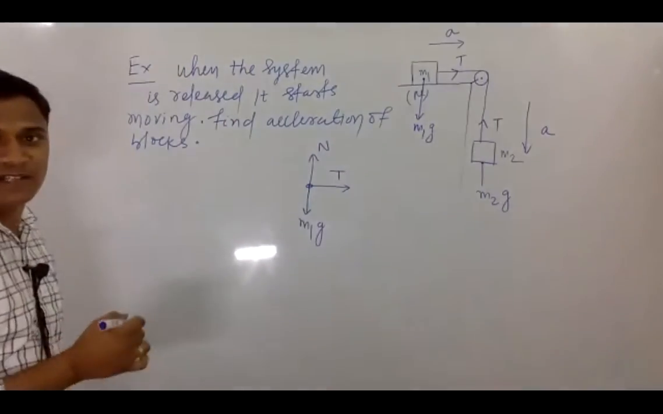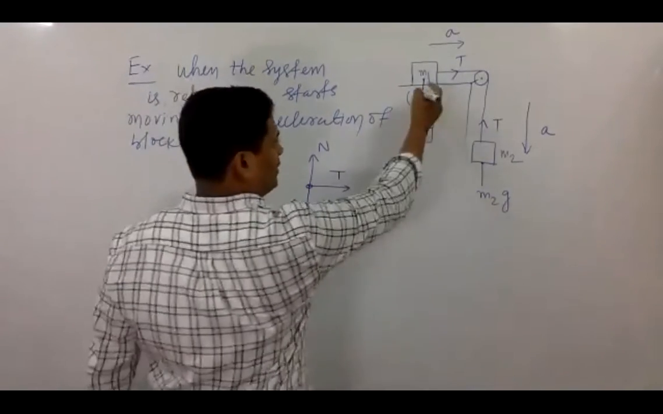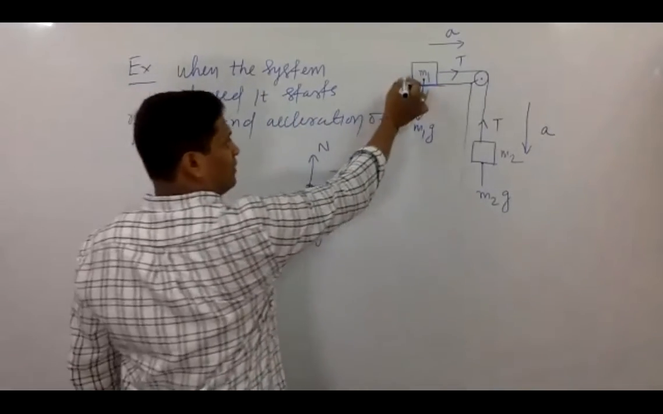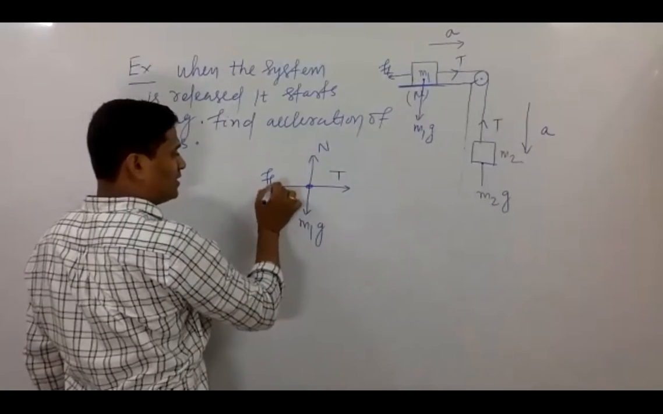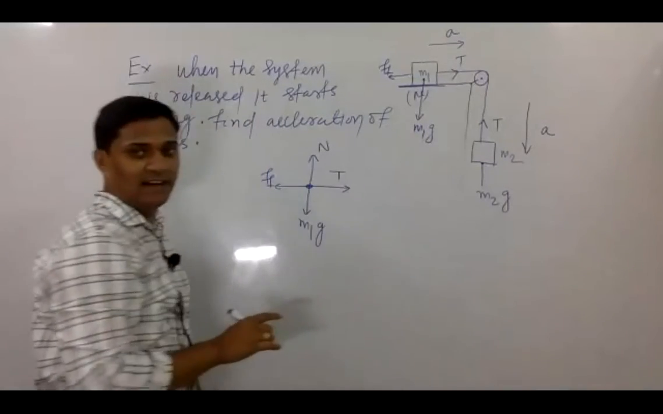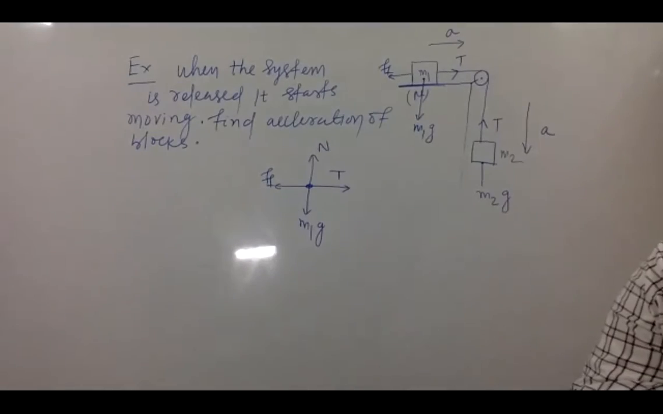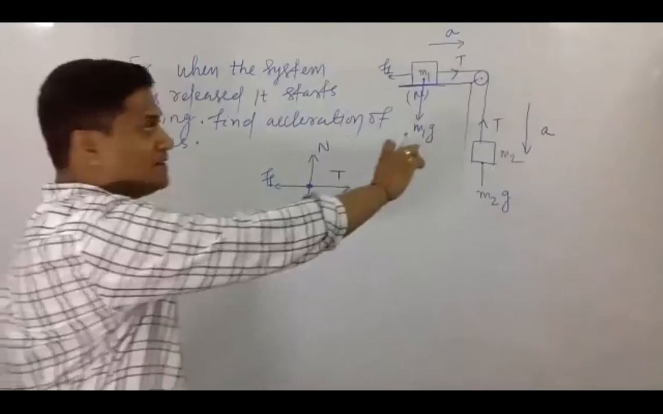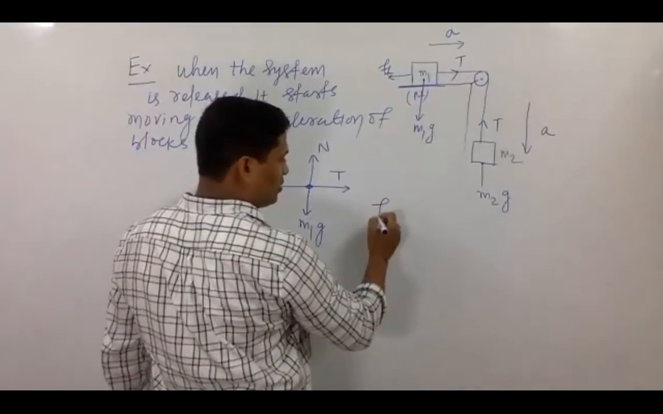Tension always acts away from the point of contact, but because the surface is not smooth, friction is there, so the frictional force will be acting in this direction. The body is moving with a certain acceleration a in that direction. That means tension is greater than friction, because the body is going to the right side. And you know friction is equal to how much?